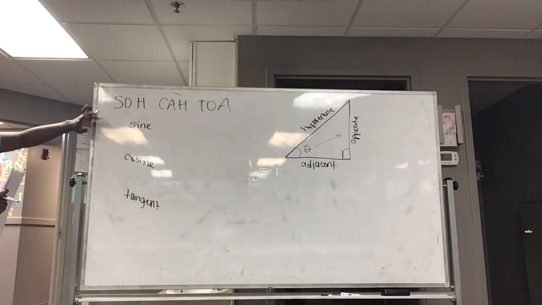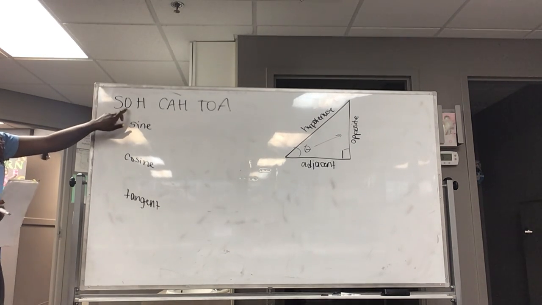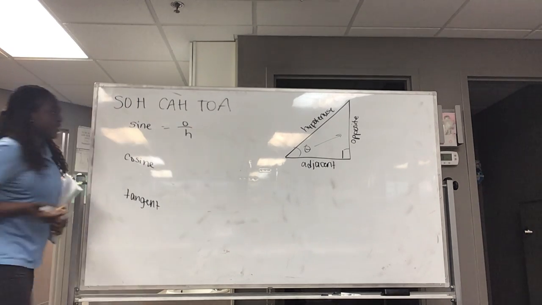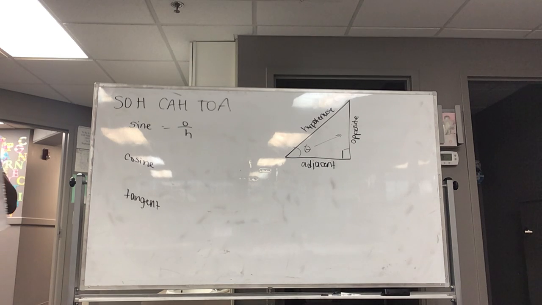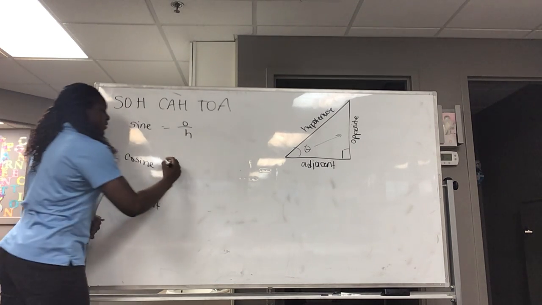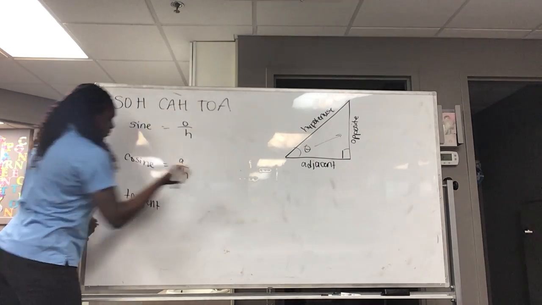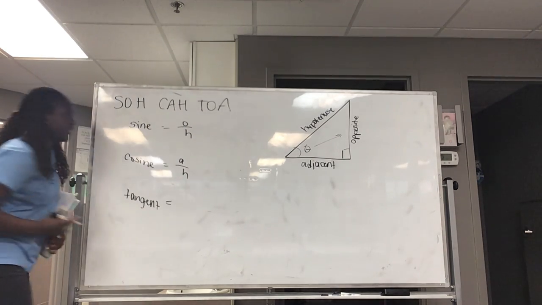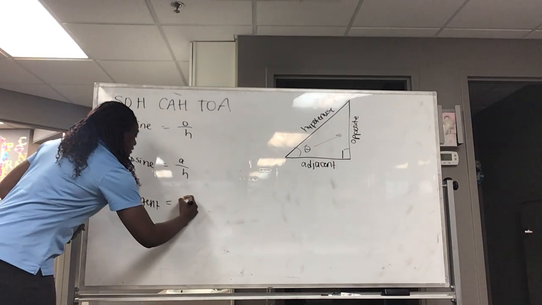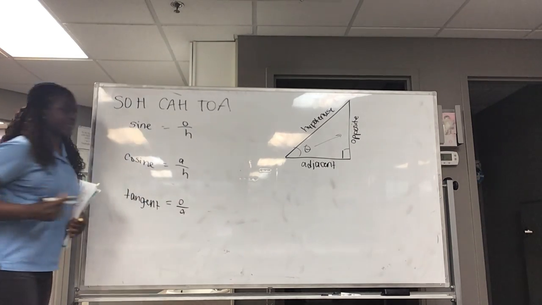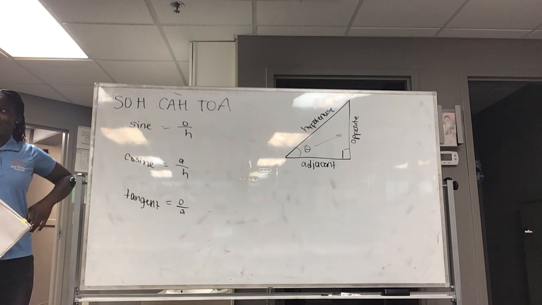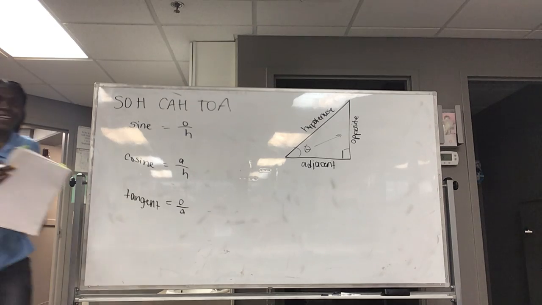The SO part of the SOHCAHTOA, the sine, is equal to our opposite over hypotenuse. So that ratio, that's the way to remember it. The cosine ratio is equal to adjacent over hypotenuse. And then the tangent ratio is equal to the opposite over adjacent. Okay, I know it's been a while, but did this kind of jog your memory with what we talked about? Okay.